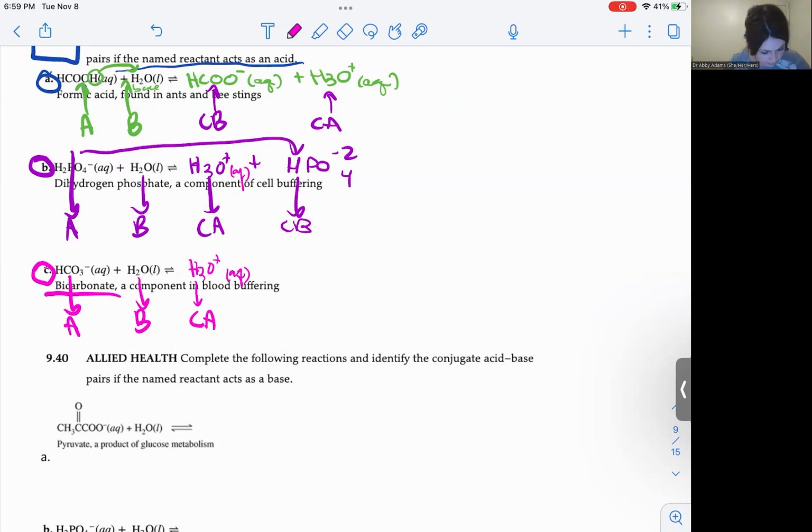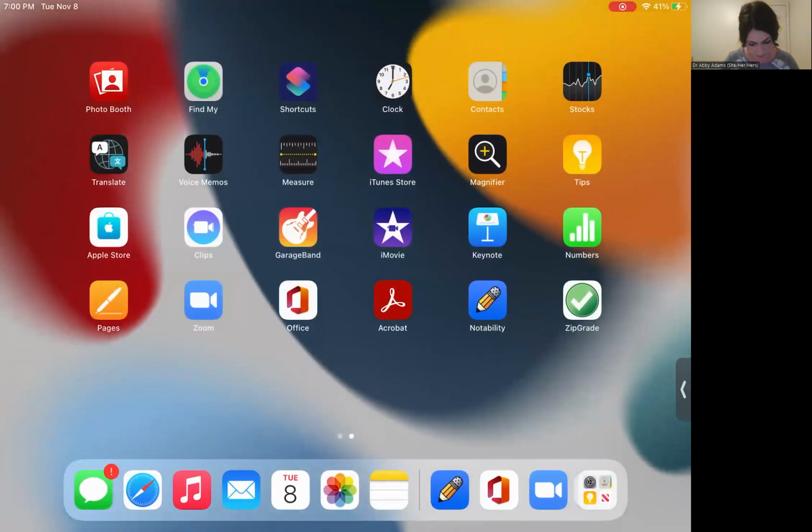All right. So you're losing your hydrogen here. You're just going to have CO, and so you're going to increase the negative charges. 3, that's aqueous, and that's it. And that's your conjugate base. Okay, that's all you do for those. So now let's go over our PowerPoint.